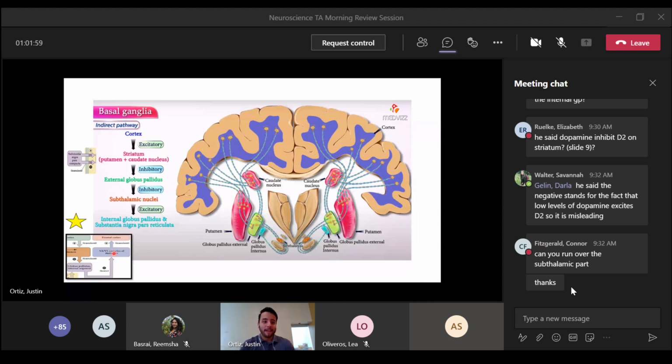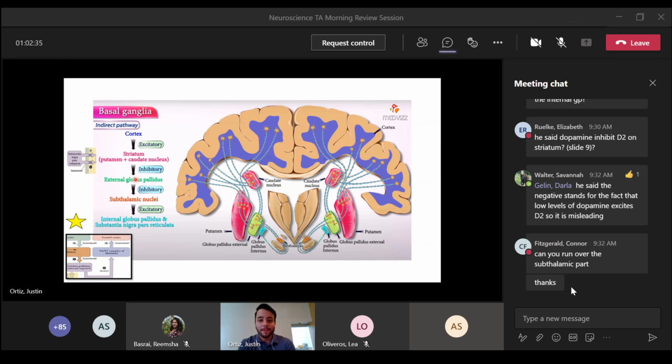So again, cortex sends an excitatory signal to the striatum, right? The striatum is inhibitory. Substantia nigra pars compacta sends low levels of dopamine. Low levels of dopamine means D2 neurons are super happy. D2 neurons activate the indirect pathway, right? So we know that the striatum is going to be activated, and when it's activated, it is going to be inhibitory. So the striatum is going to inhibit the globus pallidus externus, right?